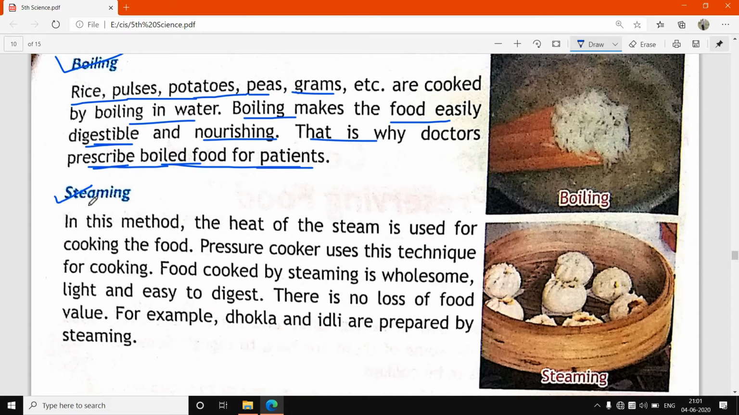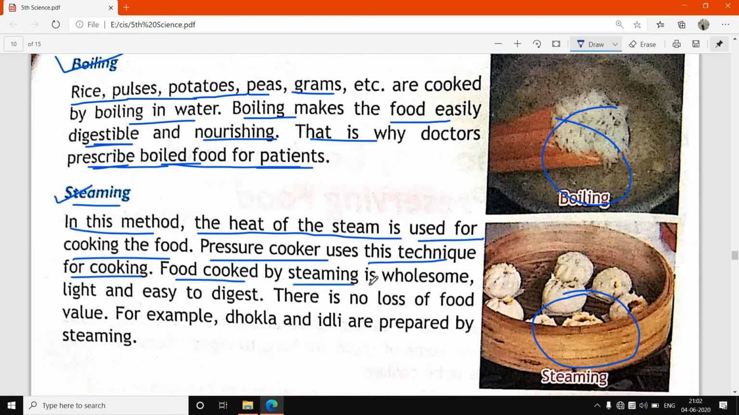Now the second method is steaming. तो किस तरीके से हम steaming का यूज करके फूड को कुक कर सकते हैं. This is the method of boiling, this is the method of steaming. How will we use it? In this method the heat of steam is used for cooking the food. Pressure cookers use this technique for cooking. Food cooked by steaming is wholesome, light and easy to digest. There is no loss of food value. For example, dhokla and idli are prepared by steaming.